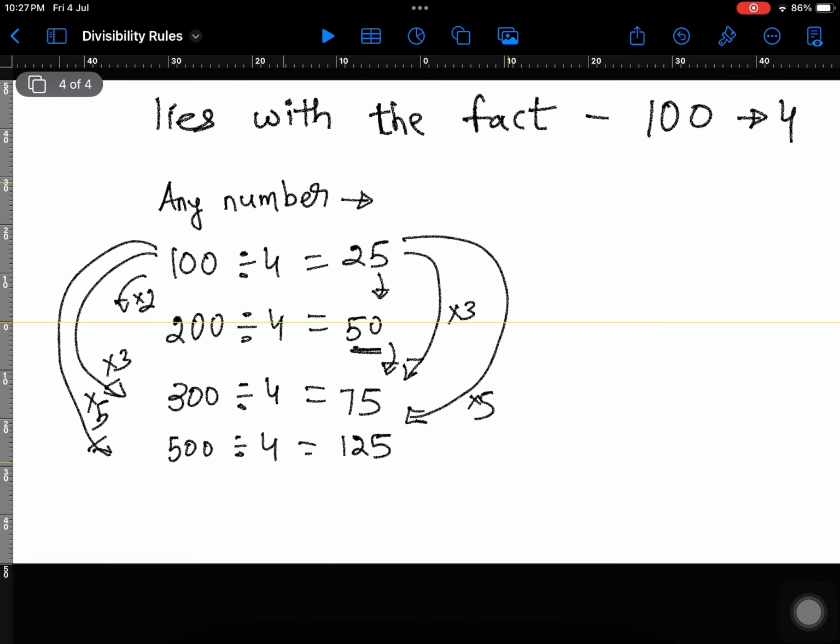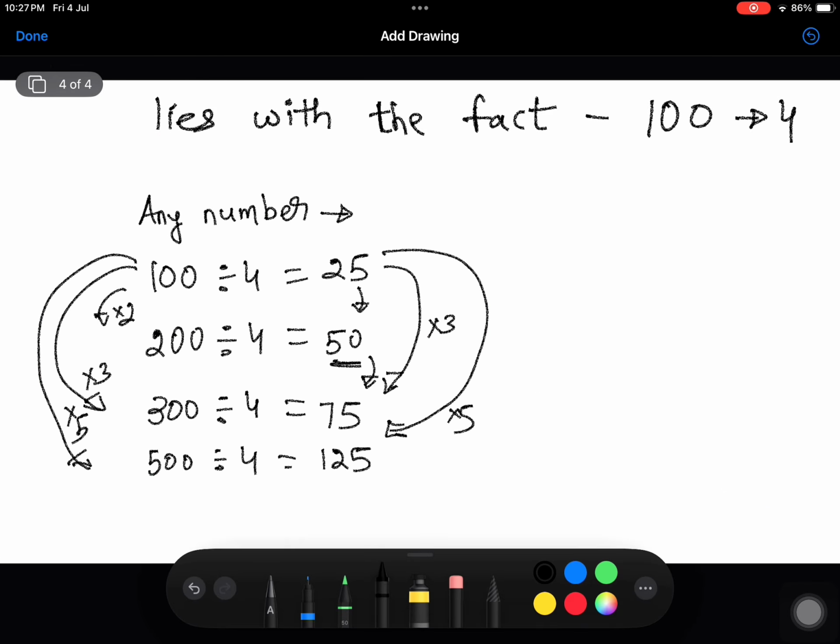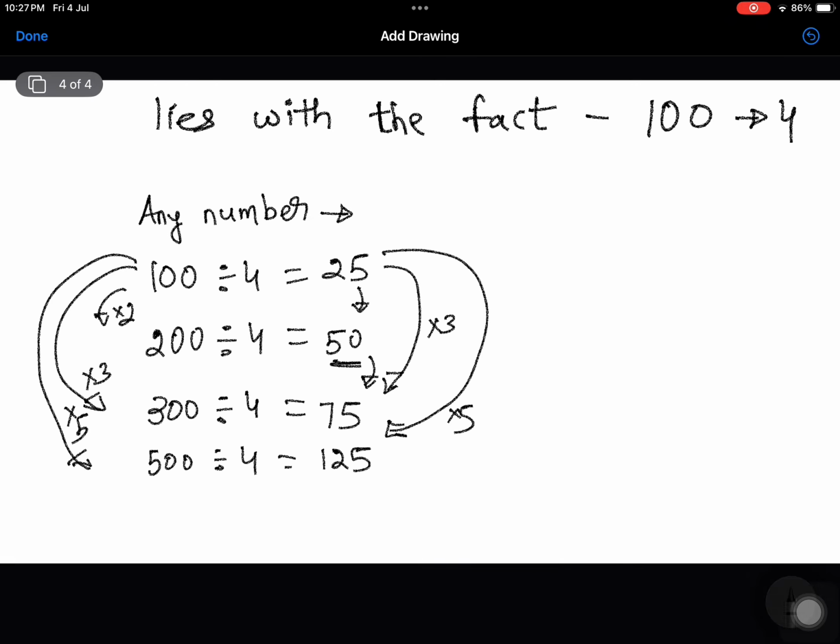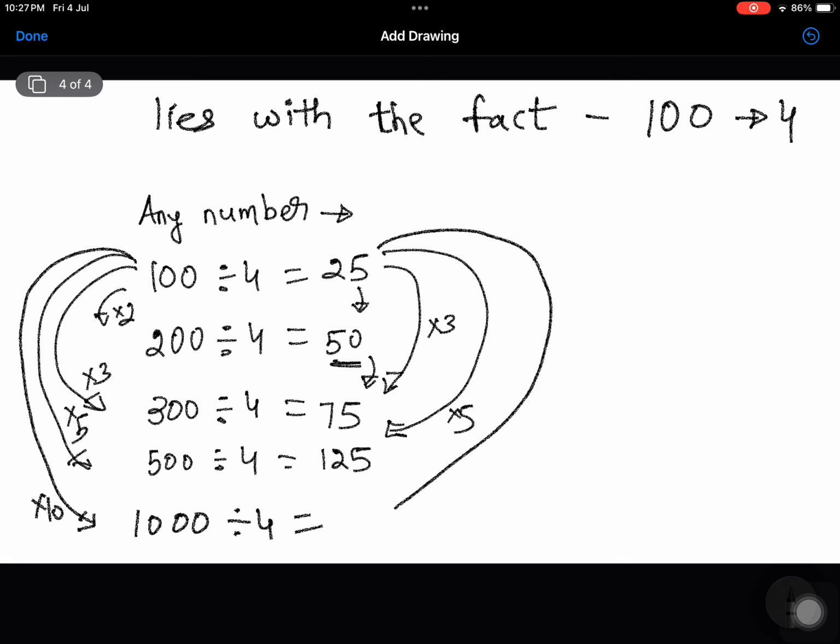Some of you might have already guessed what is happening. We just need to see what more this has to offer. So now 100 multiplied by 10 gives us 1000. So 1000 also becomes divisible by 4. 25 into 4 gave us 100. Then 25 times how much will give us 1000? Pretty simple, right? 100 times 10 gave you 1000, so 25 times 10 will give you 250. So 250 divided by 4.